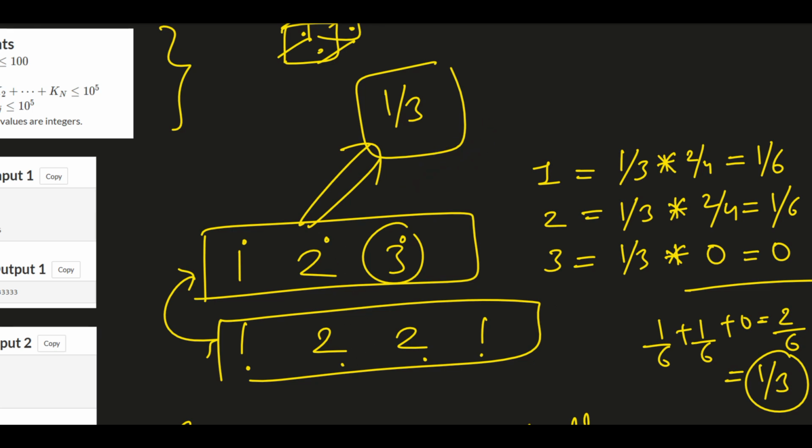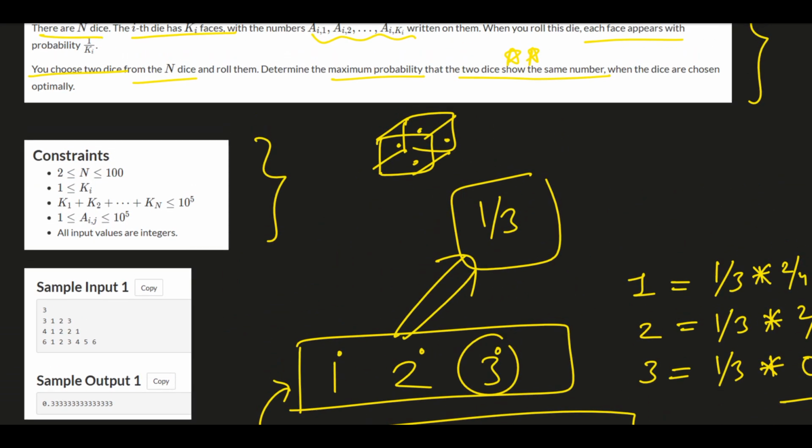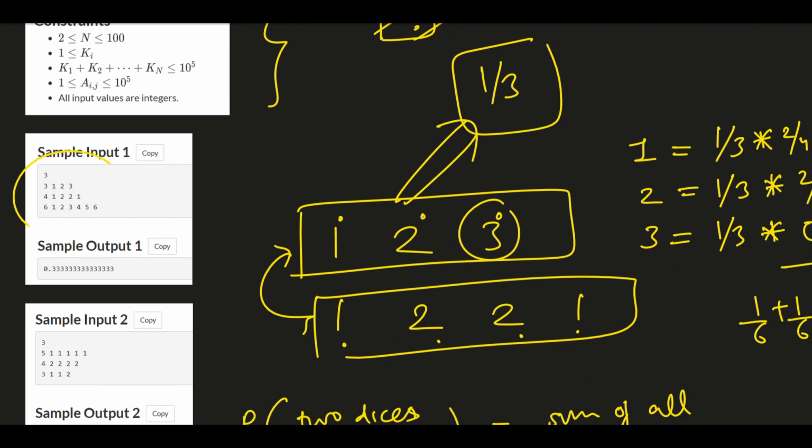Is that correct? Now we need to find the maximum probability among all the 2 dices. Alright, so let's say this is the first example. As you can see, this is the first dice. The first dice has 3 faces, so these are the 3 faces. The second dice has 4 faces and these are the 4 faces. The third dice has 6 faces and these are the 6 faces.